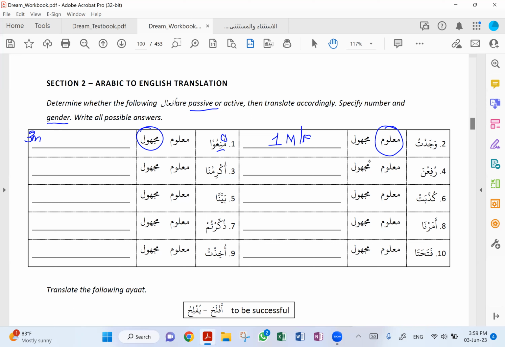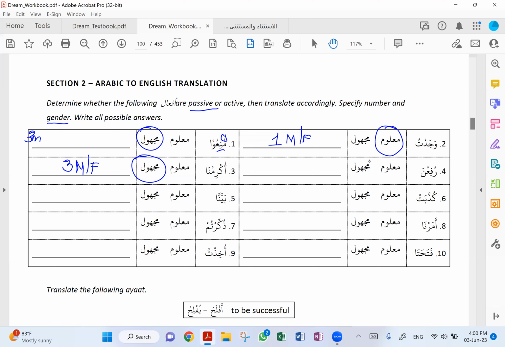Number 3, أكرمنا. Remember, monkey, which caught? Sure, it's Majhul. And the number? Plural. So this is first person plural, masculine or feminine. Why both? Because it's نحن. نحن could be for either. So akrama is to honor. So ukrimna would be we were honored.